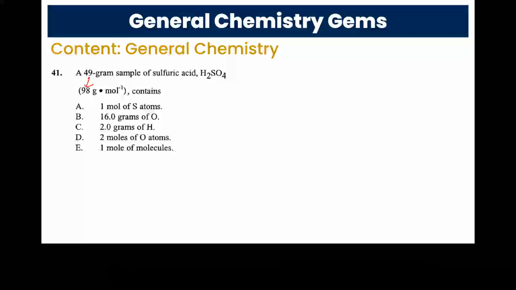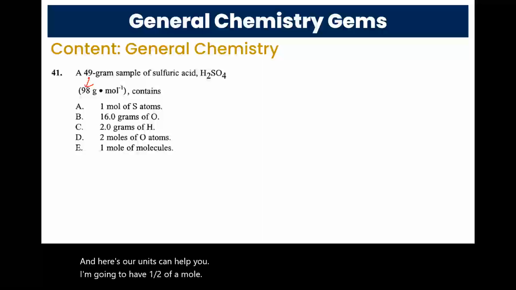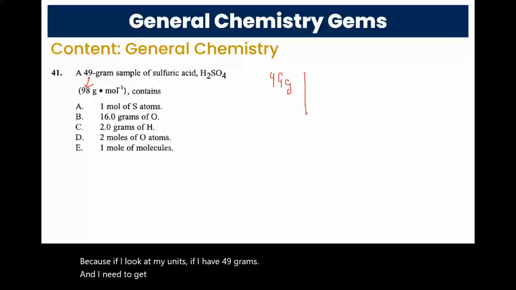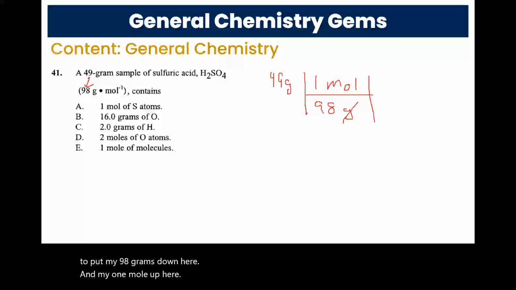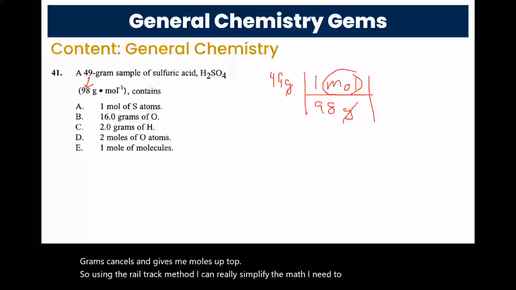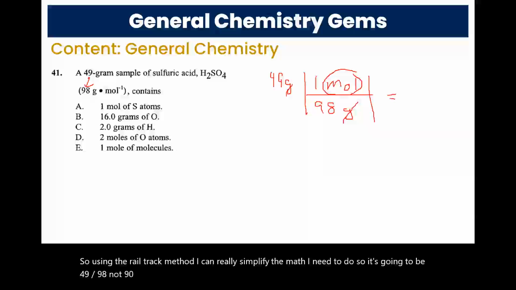And here's where units can help you. I'm going to have 1/2 of a mole, because if I look at my units, if I have 49 grams and I need to get to moles, and I like using what I call the railroad track method, I'm going to put my 98 grams down here and my 1 mole up here. Grams cancels and gives me moles up top. So using the railroad track method, I can really simplify the math I need to do. So it's going to be 49 over 98, not 98 over 49. So I've got to have 1/2 a mole of H2SO4.